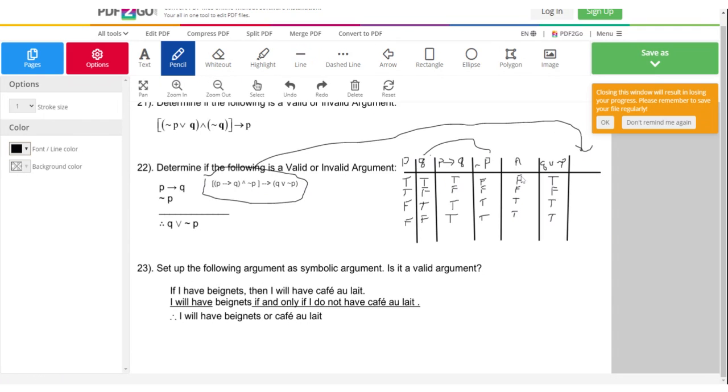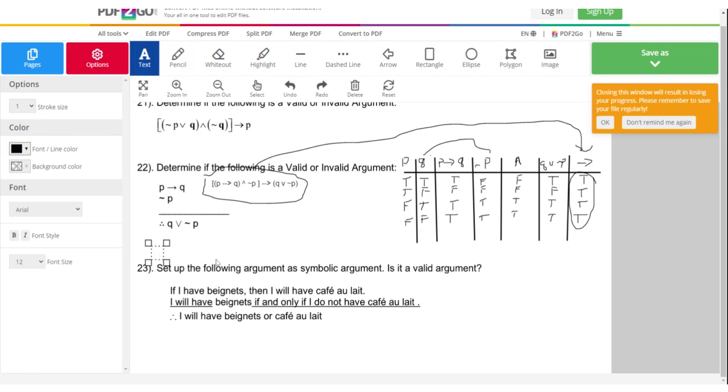And we're taking these two with the final rule here, the final conditional. In an argument, your conditional is always the last one you do. True, true, true, true. So this is a valid argument.